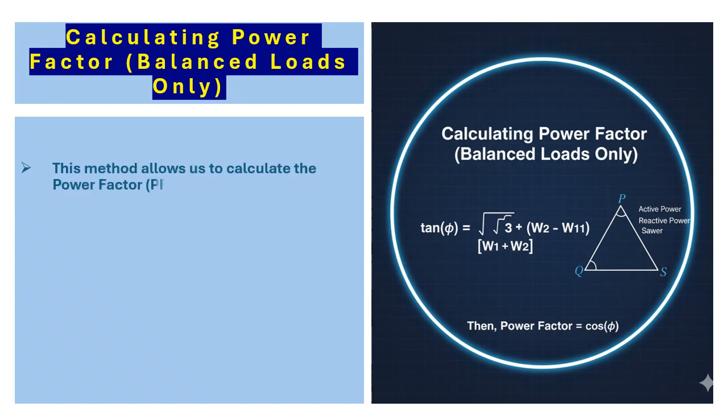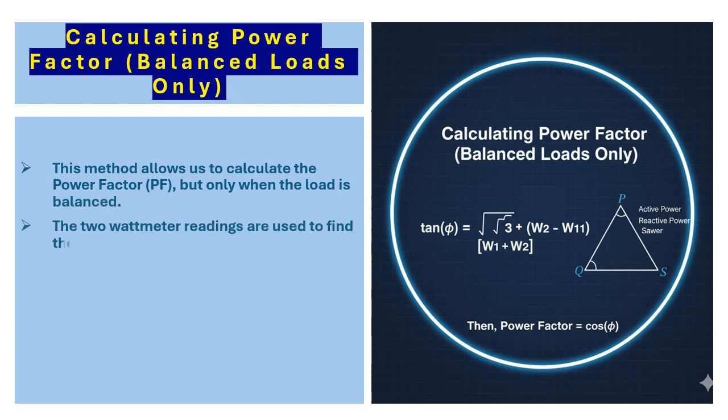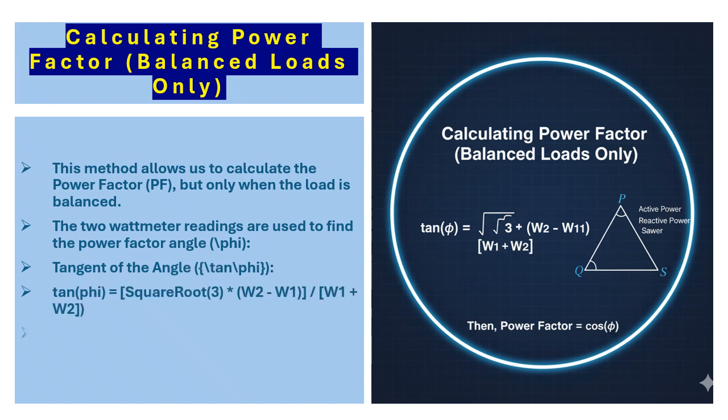Calculating power factor, balanced loads only. This method allows us to calculate the power factor, PF, but only when the load is balanced. The two wattmeter readings are used to find the power factor angle, φ. The tangent of the angle, tan φ, is equal to √3 (W_2 − W_1) divided by (W_1 + W_2). Once φ is found, the power factor is simply cos φ.